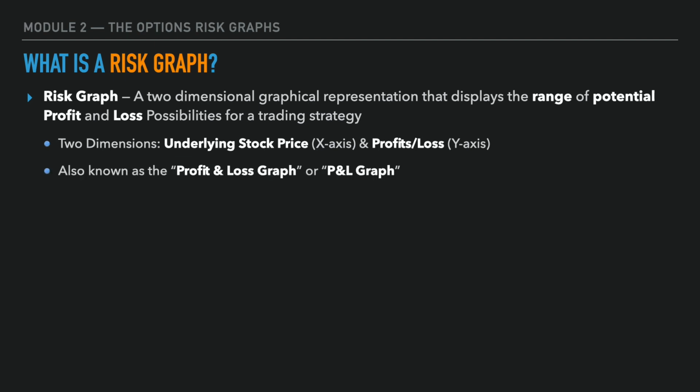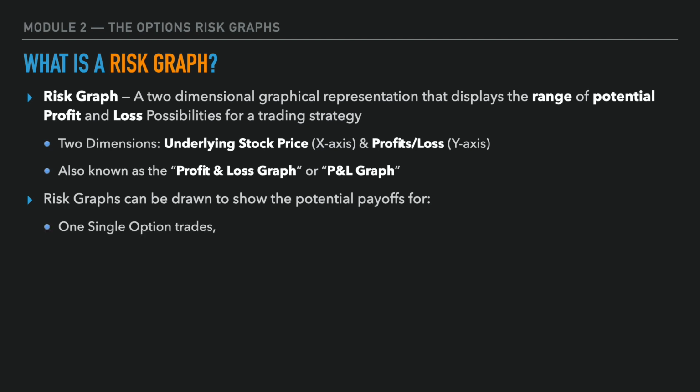This is why some professional traders also call them profit and loss graphs or P&L graphs. They provide an easy way to visualize and understand how the underlying stock price movement affects an options trading strategy's potential return. There are three possible scenarios where a risk graph can be used to show the potential payoffs. First, and also the easiest, single option trades. Second, pair trades. These trades involve two options, usually in the opposite direction. Third, complex option combo strategies. They usually involve three or more options in one trade.